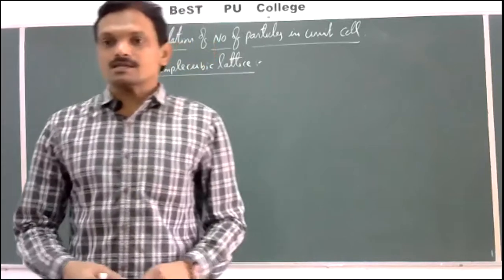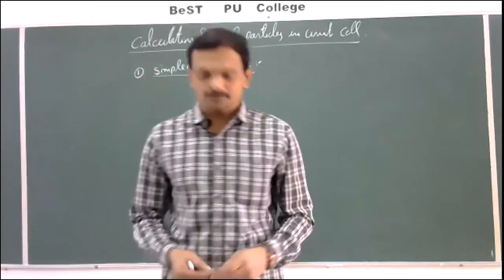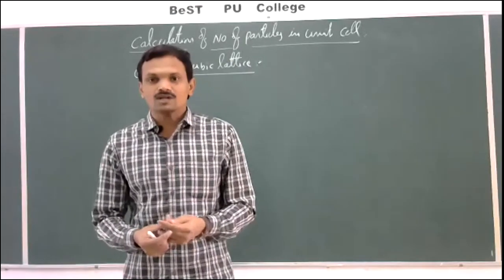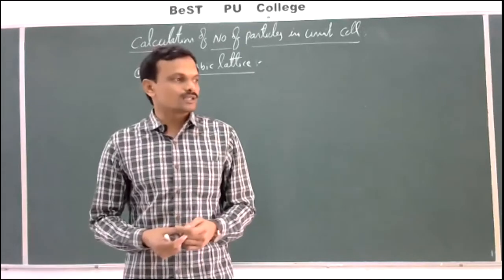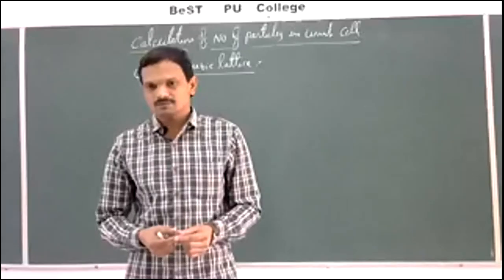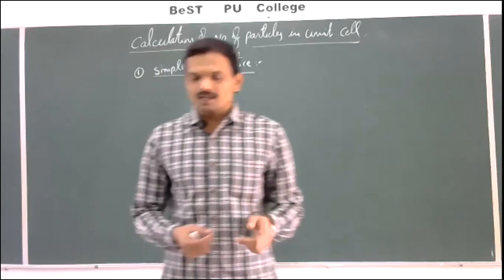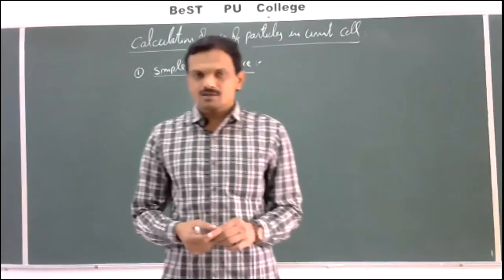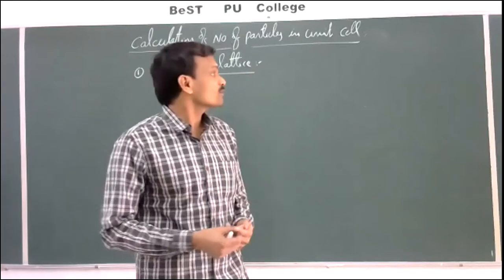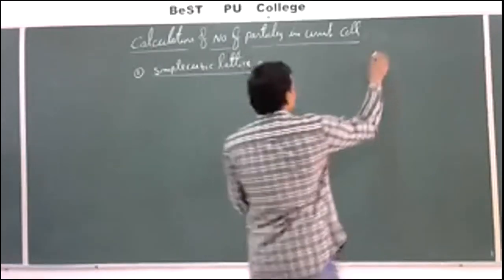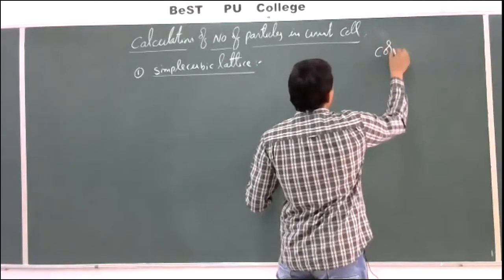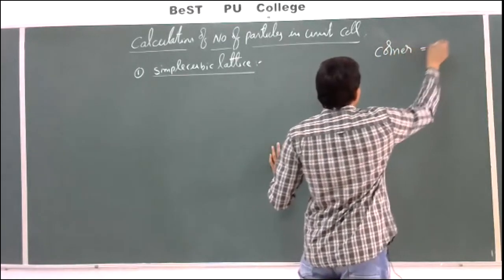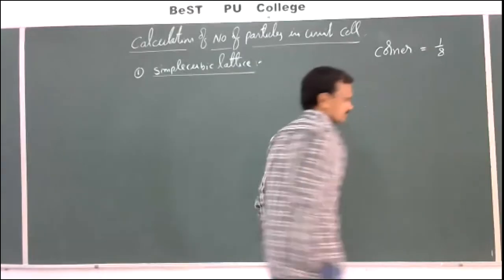In the last class, we discussed the contribution of the particles present in the unit cell. If a particle is present at the corner, it is shared with 8 unit cells. So each unit cell gets a share of 1 by 8. So the contribution of the particle at the corner is equal to 1 by 8.